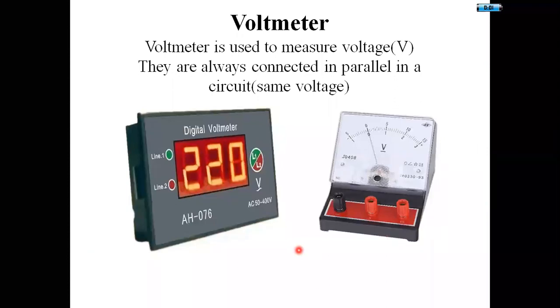Voltmeter is used to measure voltage. It is always connected in parallel in a circuit. This is the digital type of voltmeter, and this is the analog type of voltmeter. This is the positive terminal and this is the negative terminal. We will see in our laboratory.